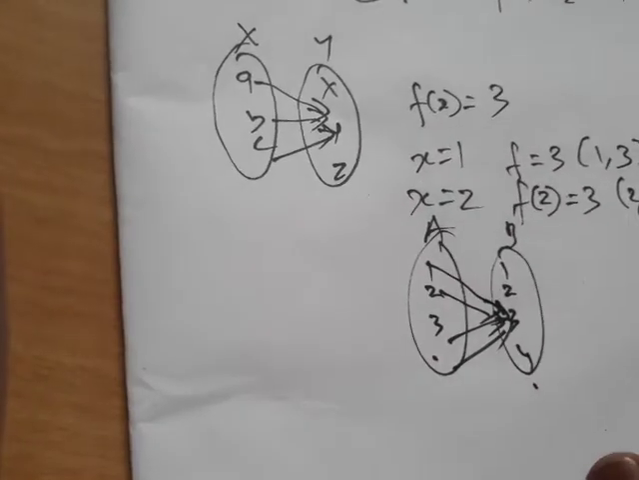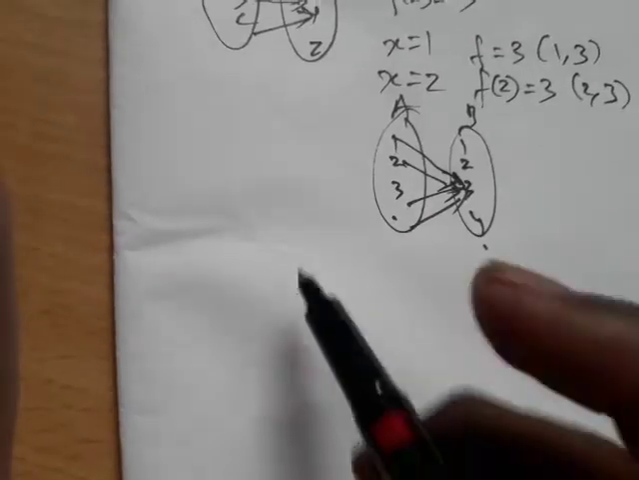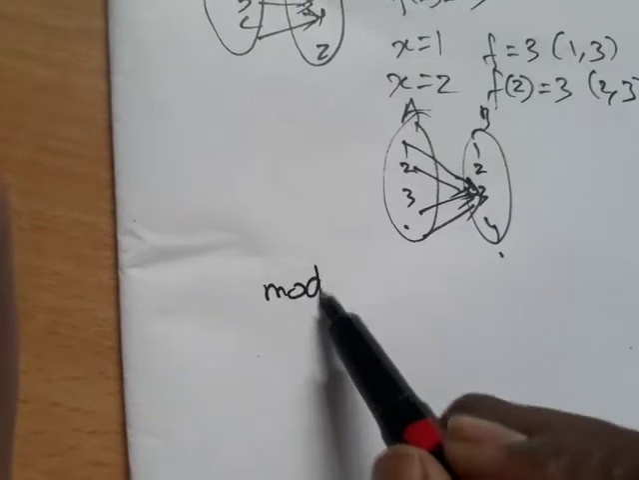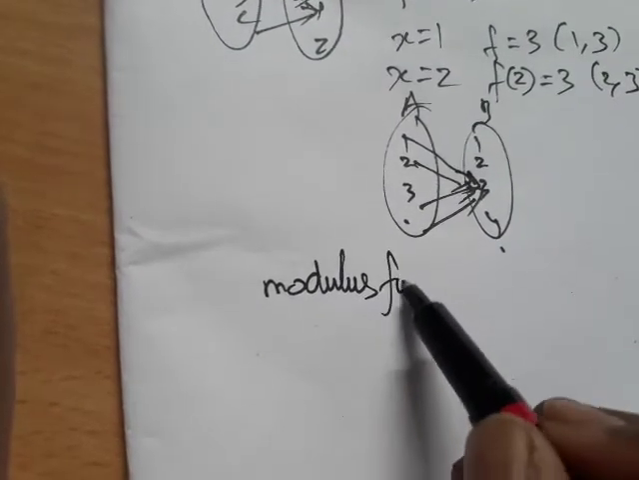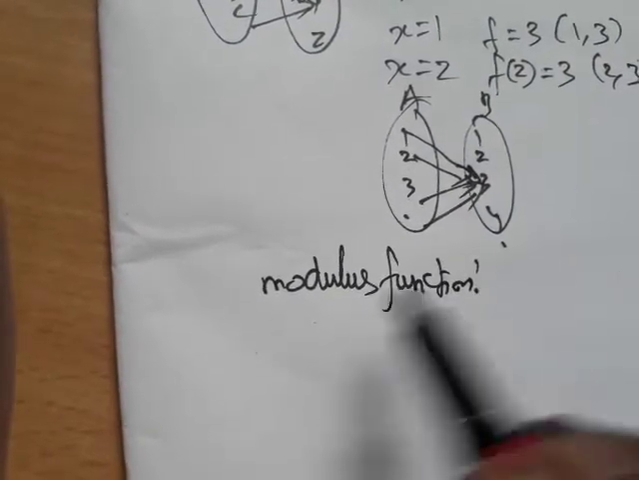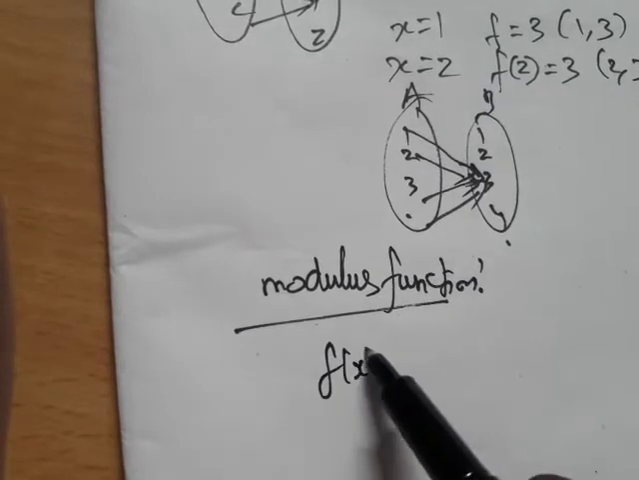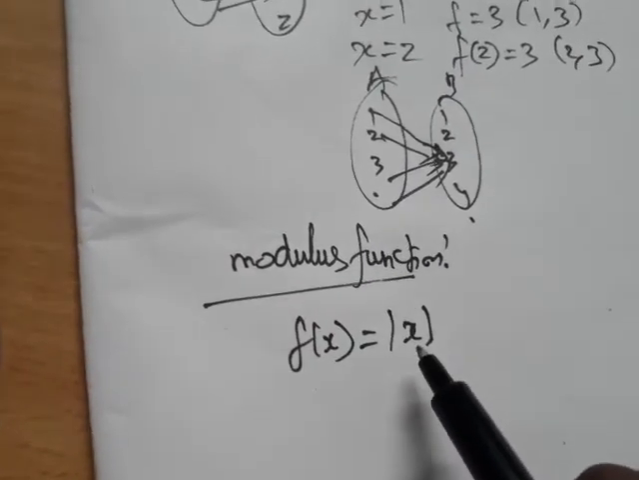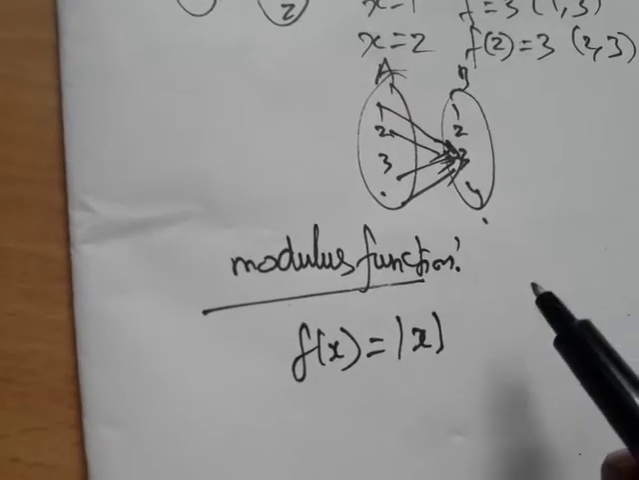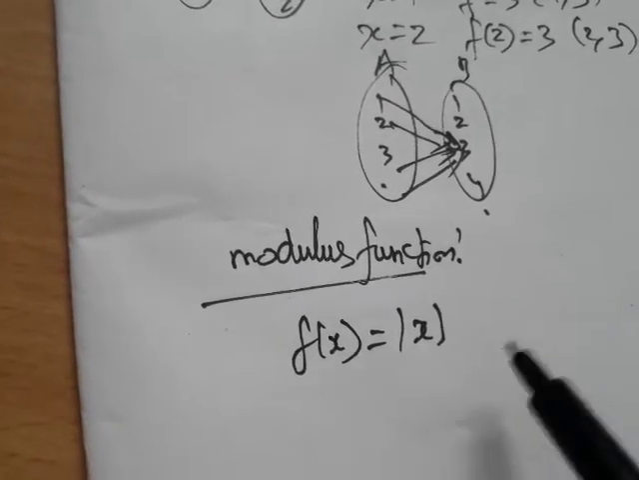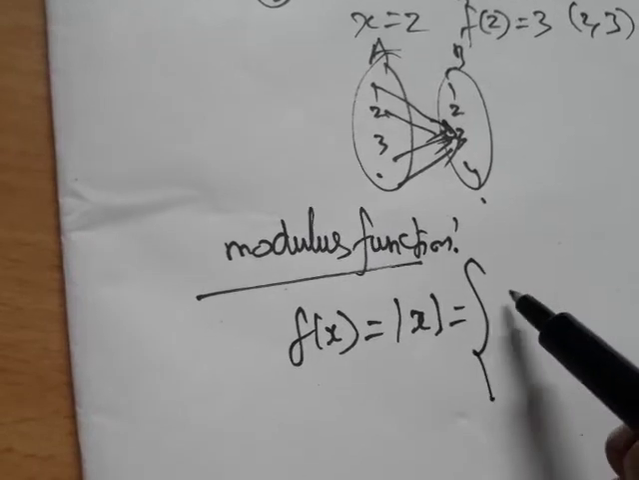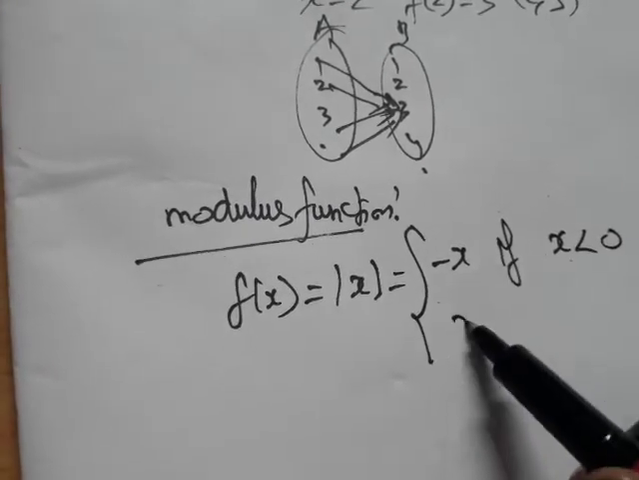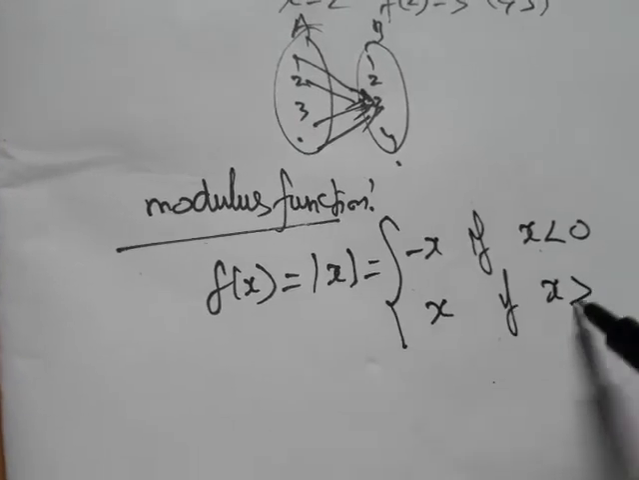Then next, the modulus function or absolute function. Modulus function is nothing but f of x equal to modulus of x. If I substitute any value for x, it becomes positive. That is called a modulus function. We know very well modulus of x is minus x if x is less than 0, and x if x is greater than 0.